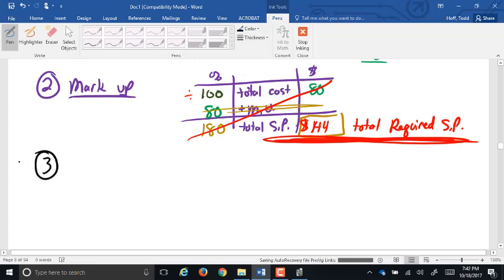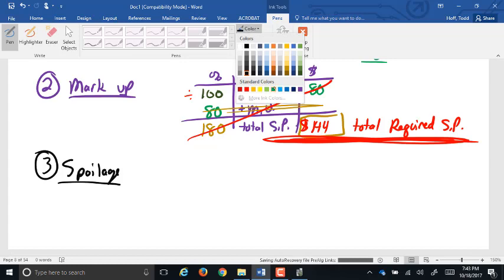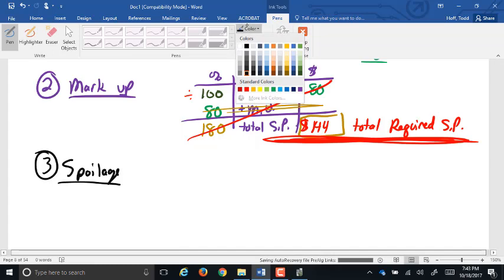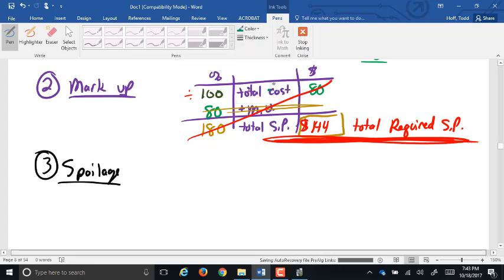Step three is the spoilage factor. What percent did we expect to go bad without being sold? 10%. Come on now, there we go.